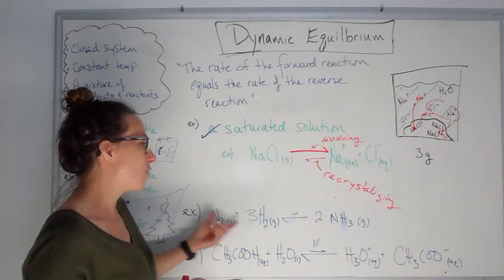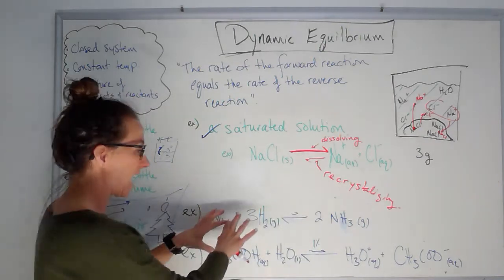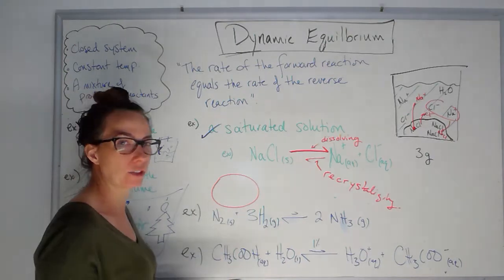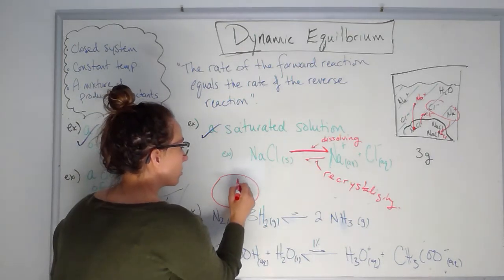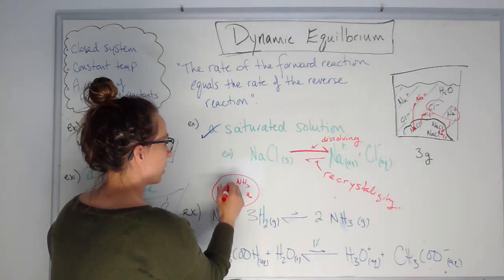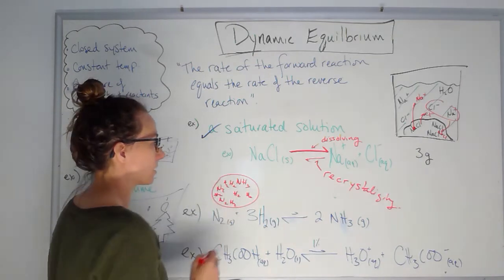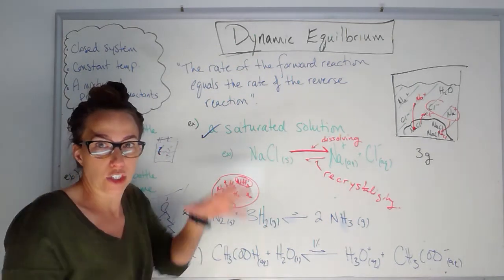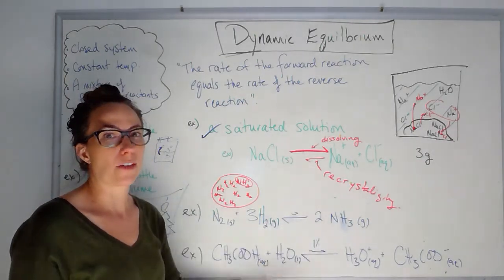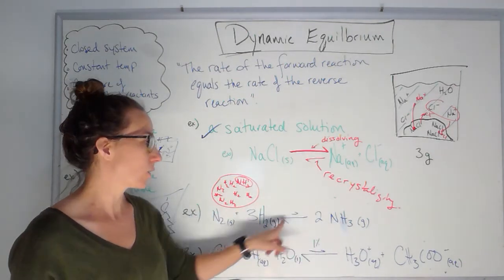And actually, not only does some of it decompose, but more of it decomposes. If I were to draw a picture of this, I have in my flask way more nitrogens and hydrogens than ammonia. So here's just one ammonia. And then nitrogen, hydrogen, hydrogen, hydrogen, nitrogen, hydrogen, hydrogen, hydrogen. It's getting messy now. But you can see that my ratio is not stoichiometric. It's not 2 to 3 to 2, but rather I have way more of my reactants than I have of my products. So that's what this arrow is saying.